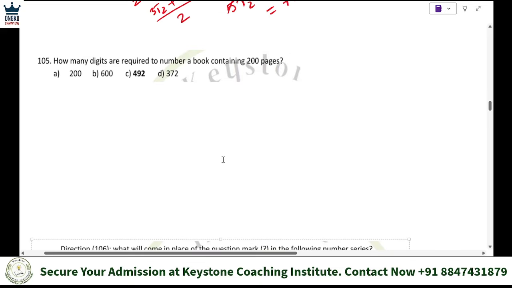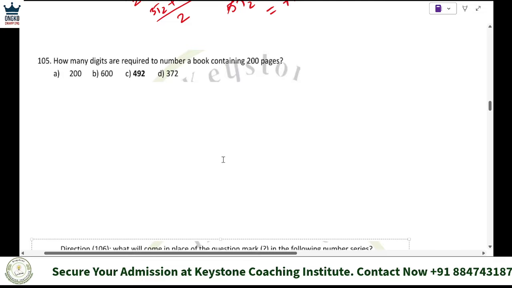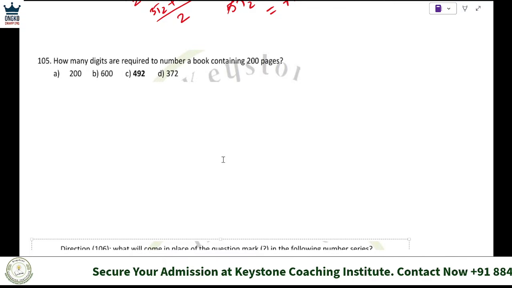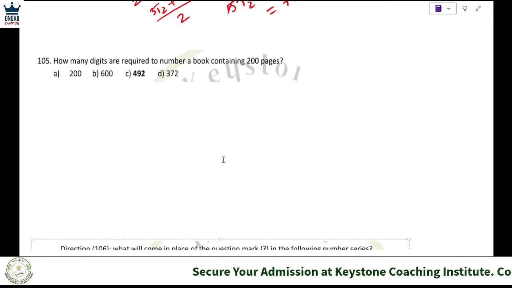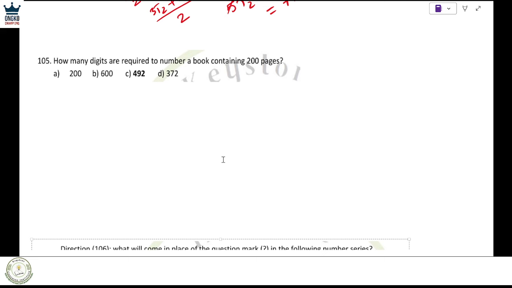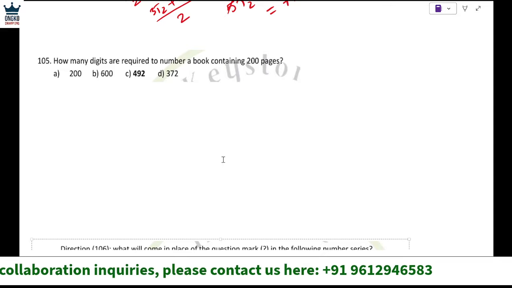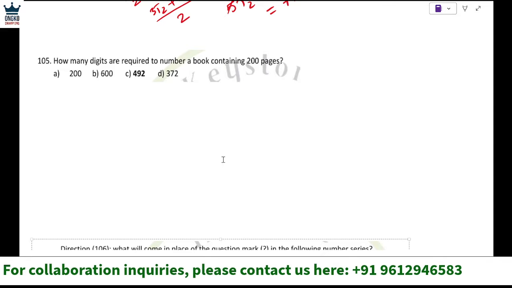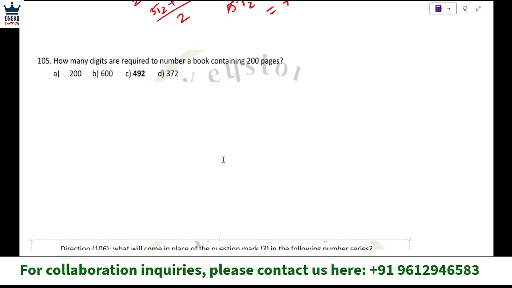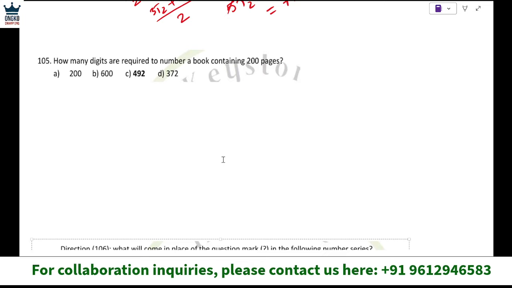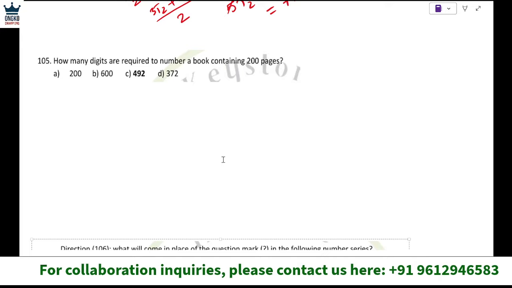So question number 105. How many digits are required to number a book containing 200 pages? So 200 pages are numbered. Page number 1, page number 2, page number 3, and also page number 80, 90, 100, 150, 175 and so on.